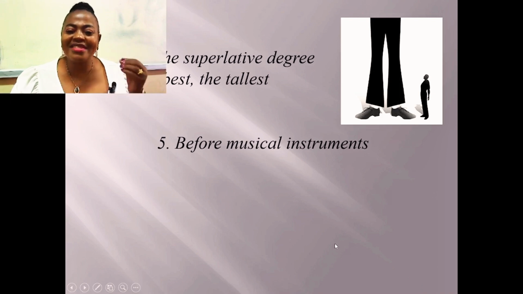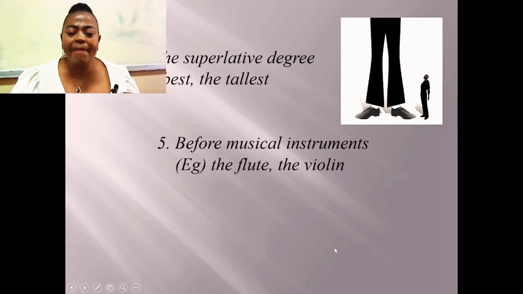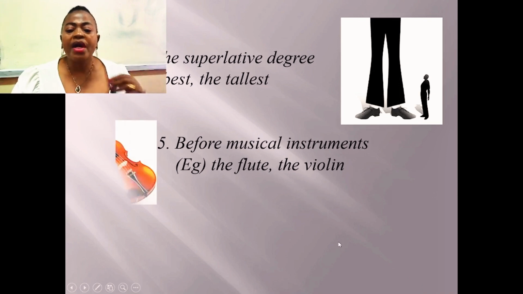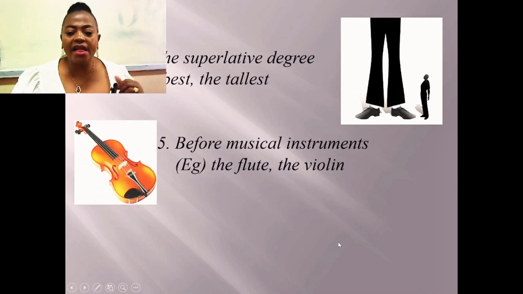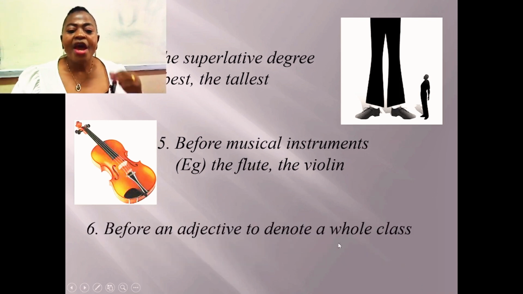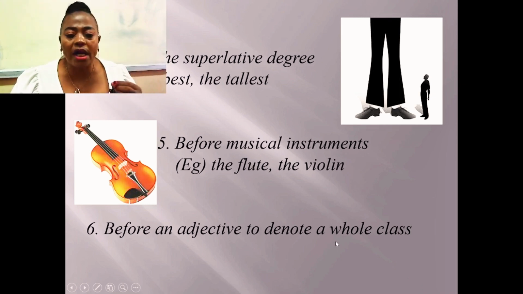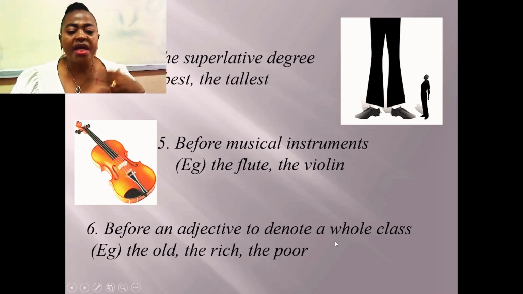We use the before musical instruments. For example, the flute, the violin. We use the before an adjective to denote a whole class. For example, the old, the rich, the poor.